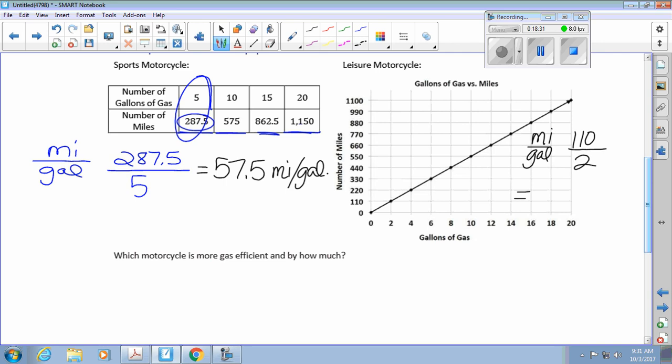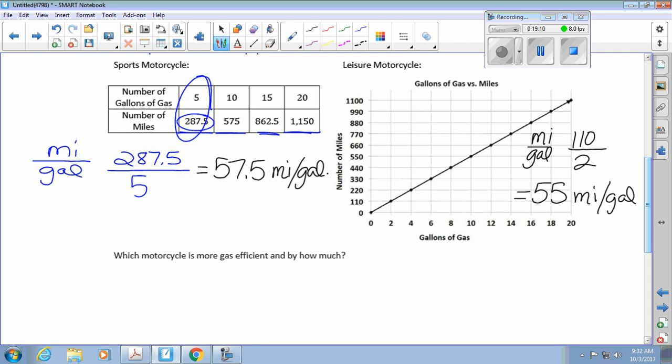What's 110 divided by 2? 55. Very good. And what unit would that be? 55 miles. No, gas. Think about what Rady the Rate Cat would say. 55 miles per gallon of gas. You got it. Nice job. So 55 miles per gallon. You may see MPG written, right? That means miles per gallon.